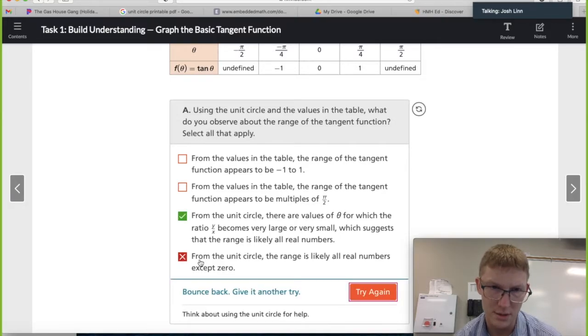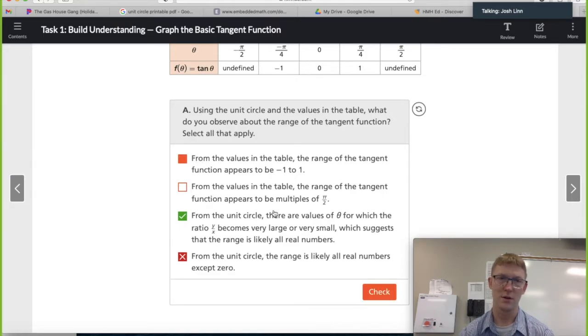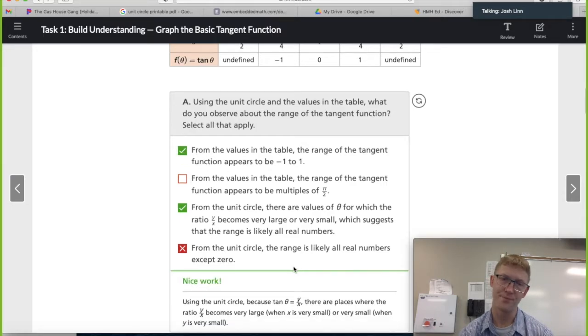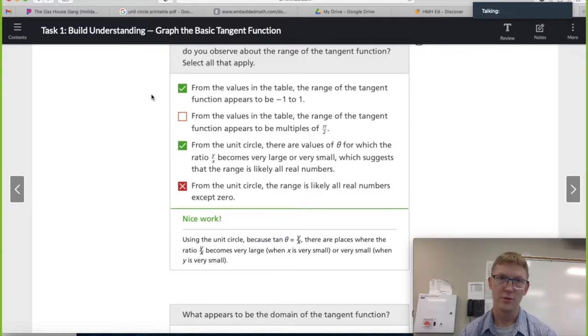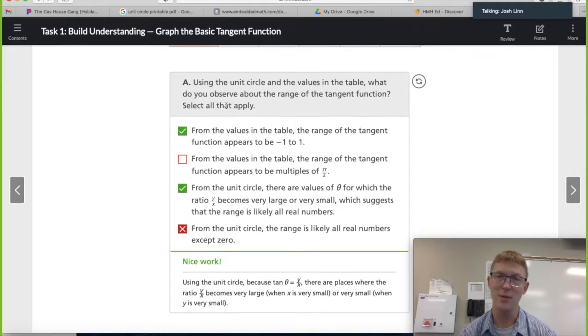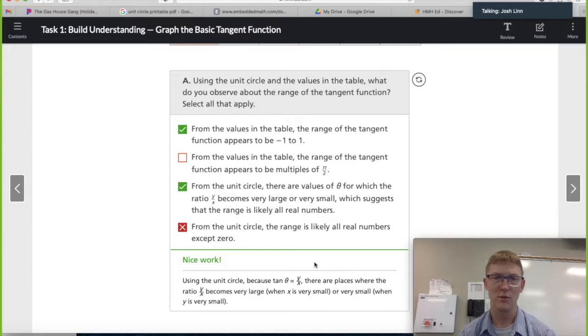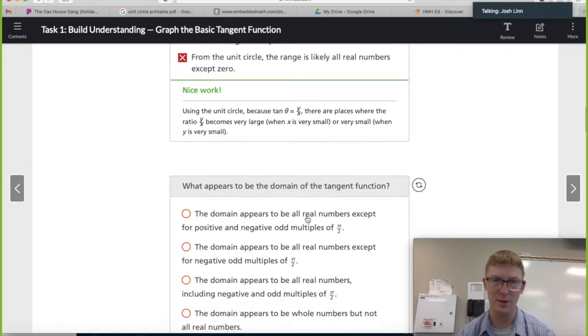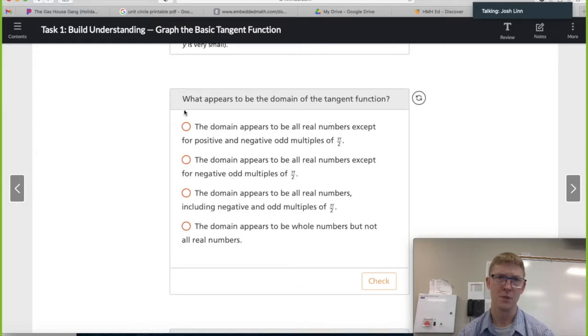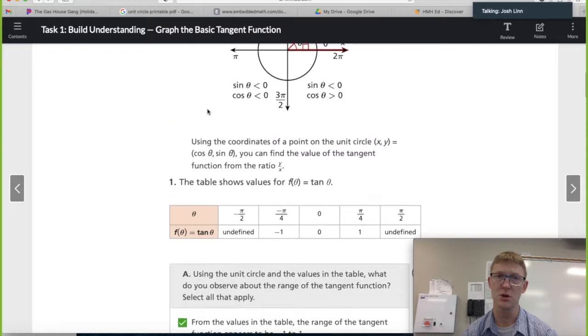From the unit circle, the range is likely all real numbers except 0. Okay, that one's not right because there's a bunch of the other ones. Let's try that original one. Cool. Again, from the values in the table, the range looks like -1 to 1. It's not that. It's more something like the earlier statement. But let's continue on. What appears to be the domain of the tangent function?